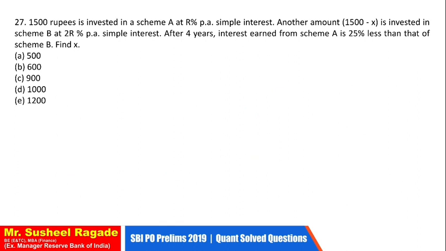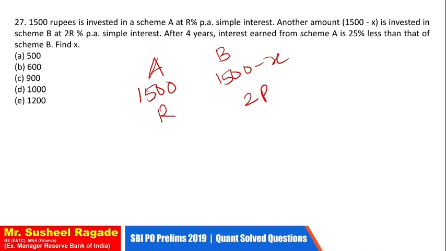Question number 27. 1500 rupees is invested in a scheme A at R% per annum, simple interest rate. Another amount, 1500 minus X, is invested in scheme B at 2R percent at simple interest rate after 4 years. So time period in both the cases is 4 years. Interest earned from the scheme A is 25% less than that of scheme B. So this is a simple kind of simple interest question.